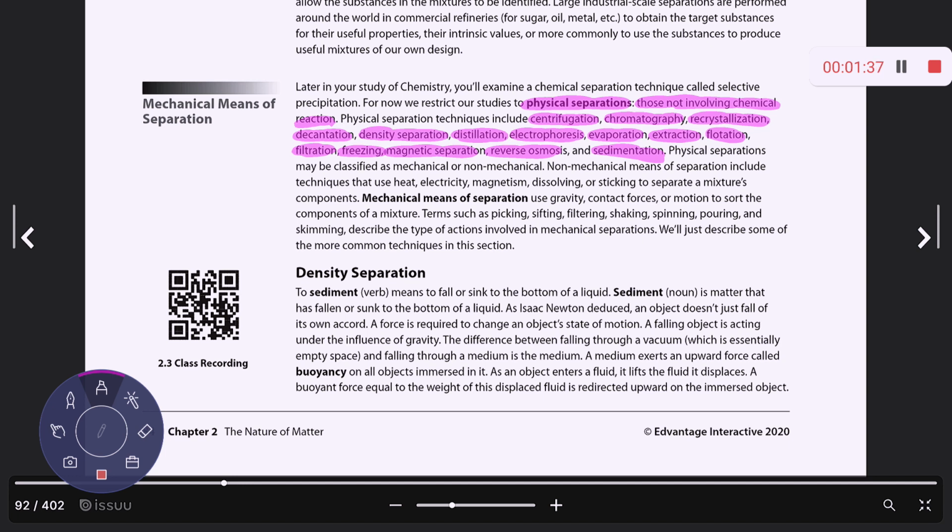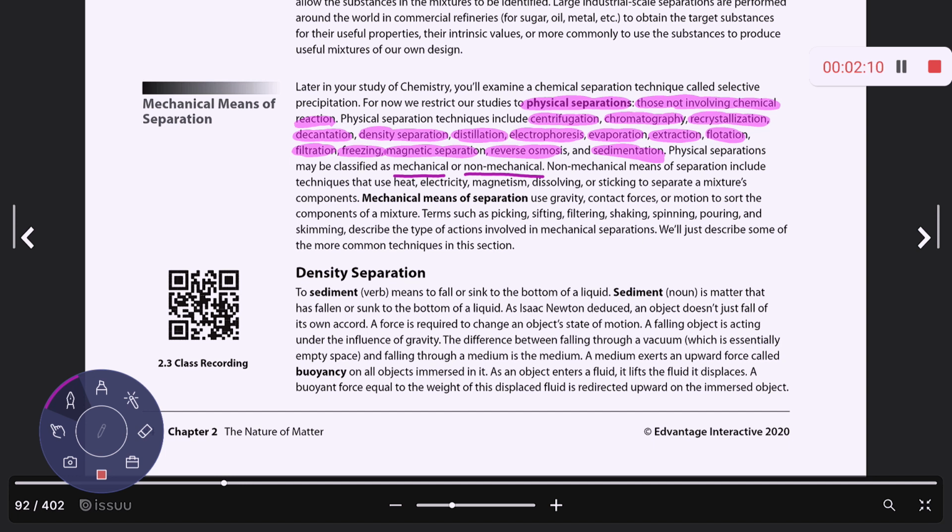Now, physical separations can be one of two things. They can be mechanical or they can be non-mechanical. So non-mechanical means I'm not going to be using like gravity or motion to sort things out, okay? So things like picking things out or filtering or shaking things would be mechanical examples. If I use electricity or heat, those would be non-mechanical, okay?